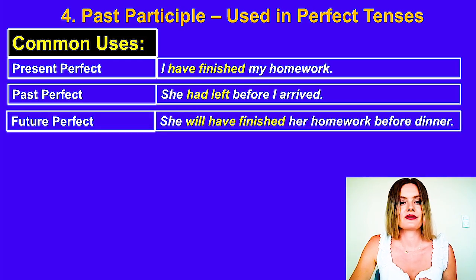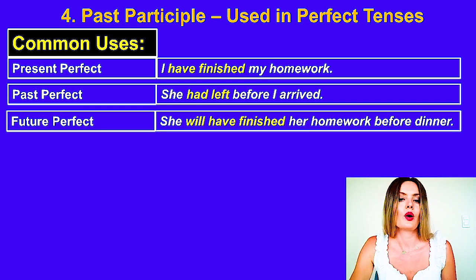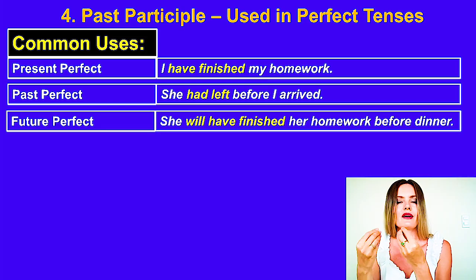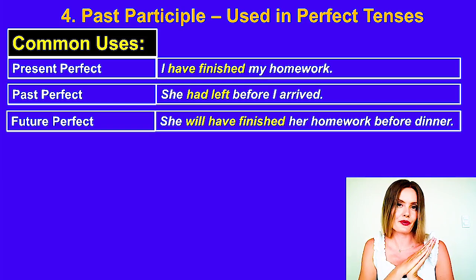Future perfect. She will have finished her homework before dinner. Will have finished. So finished is the past participle of the main verb. She will have finished her homework before dinner.